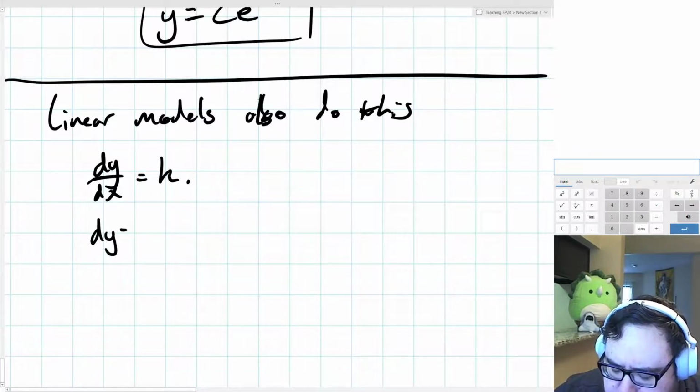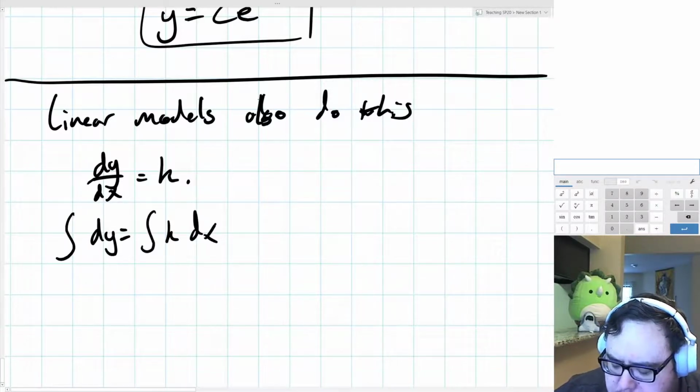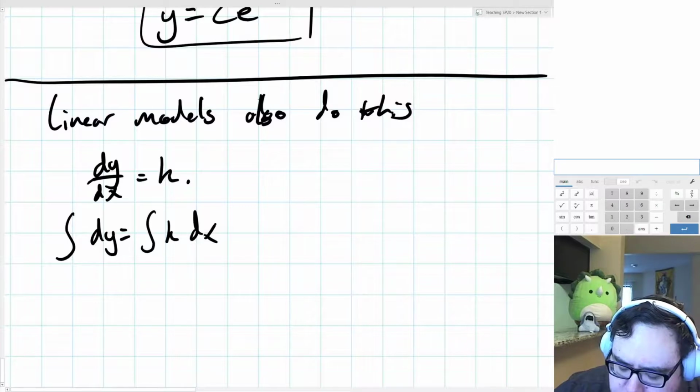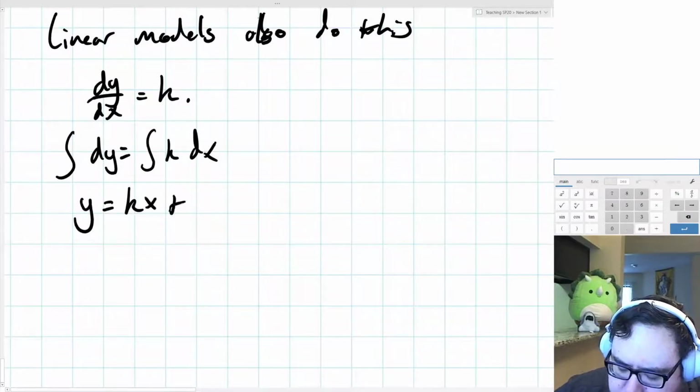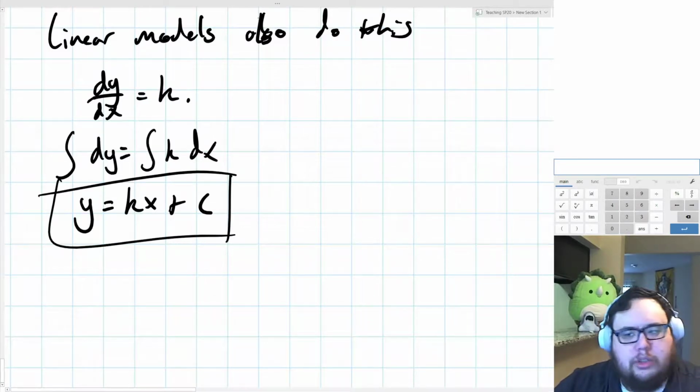dy is equal to the integral of k. The integral of dy is equal to the integral of k dx. So y is equal to kx plus a constant. There's your linear model equation, point slope form, or slope intercept form even.